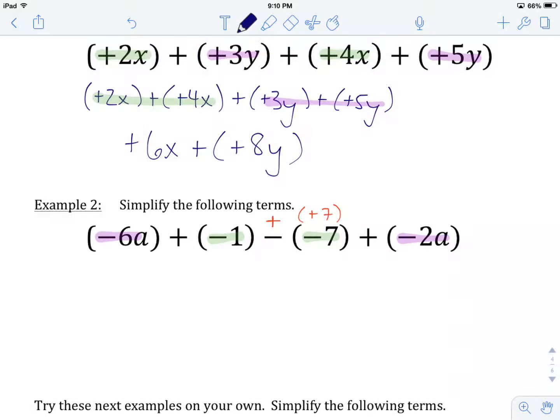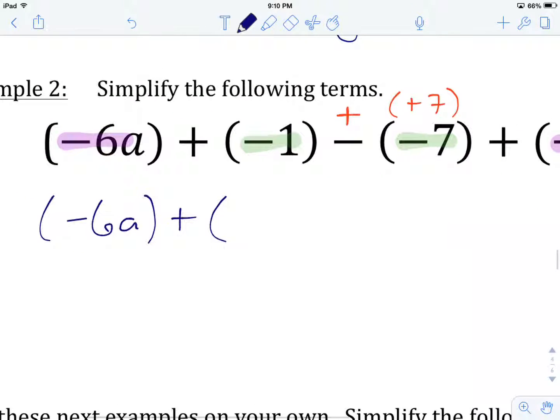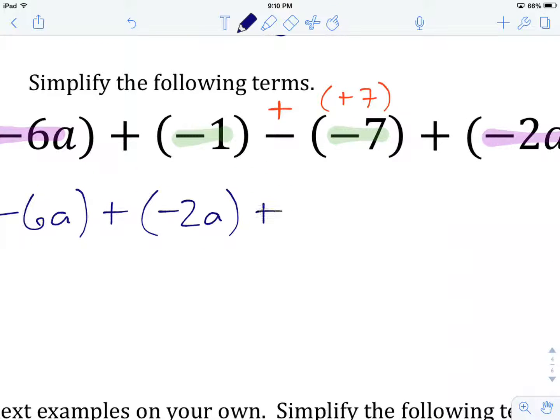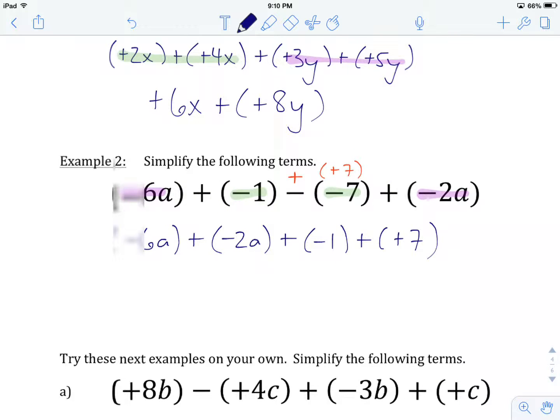I'm going to take the terms with the variables first. There's my negative 6a plus, and looking down, that was a negative 2a. So those are my two like terms there. Now I'm going to add negative 1, and I'm going to add positive 7. So there's my rewrite step. Now I'm going to combine the terms that have been written side by side.